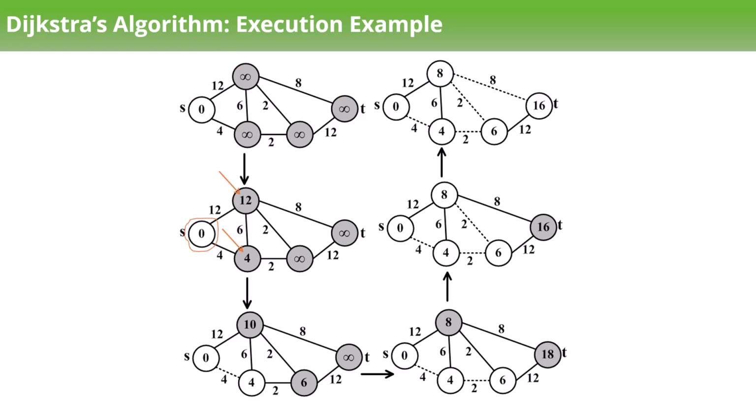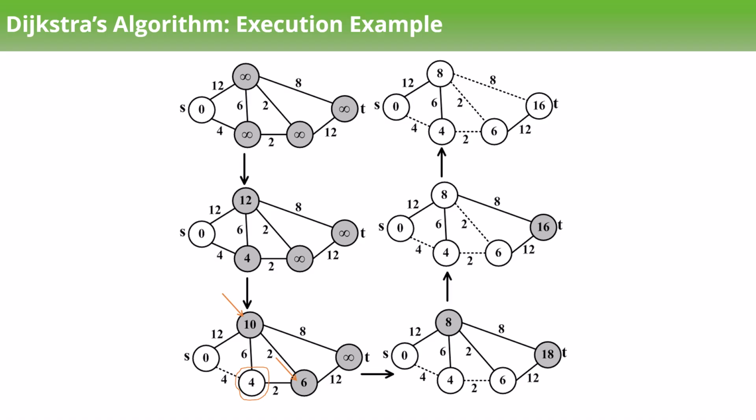In the next step, we update the neighbors of S. The first neighbor's distance is 12, so we replace infinity with 12. The next neighbor's distance is 4, so we replace it with 4. Now our known distances are: the top node is 12, the bottom left node is 4.